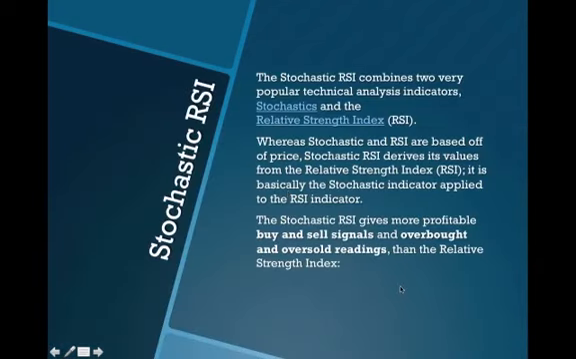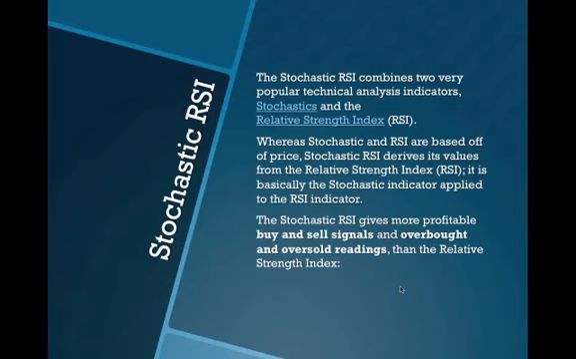Let's start our course with the Stochastic RSI. Okay, I'm just going to read it because it's very simple and nothing to explain in other words. The Stochastic RSI combines two very popular technical analysis indicators, stochastic and the relative strength index. Whereas stochastic and RSI are based off of price, stochastic RSI derives its value from the relative strength index. It is basically the stochastic indicator applied to the RSI indicator. The stochastic RSI gives more profitable buy and sell signals and overbought and oversold readings than the relative strength index.